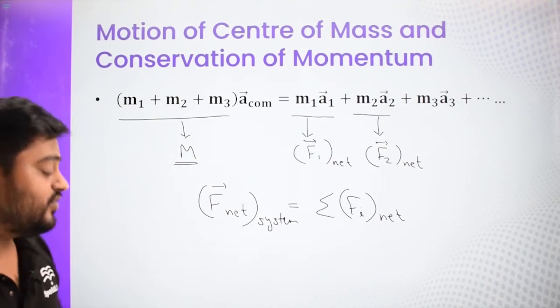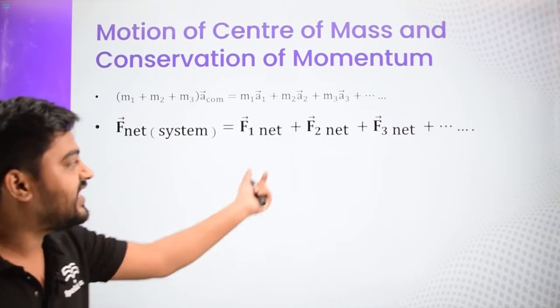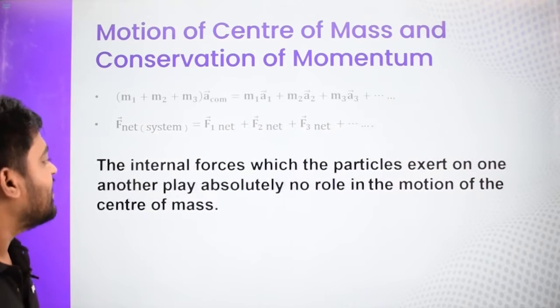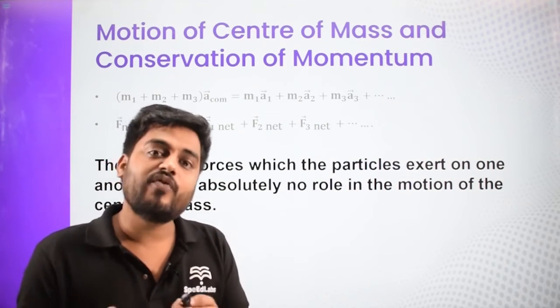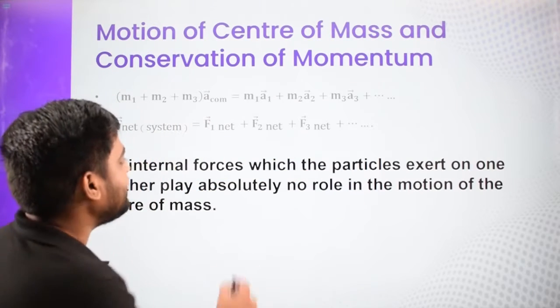So what is the conclusion over here is that if we want to get the net force on the system, we can add the individual forces. And the next conclusion which we get over here is the internal forces. Can we see any internal force? The force on 1 due to 2, force on 2 due to 1. These forces are not to be included in this expression.